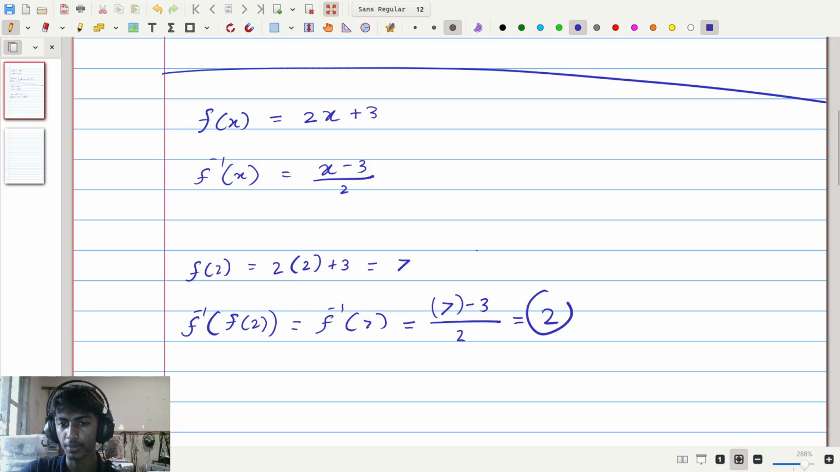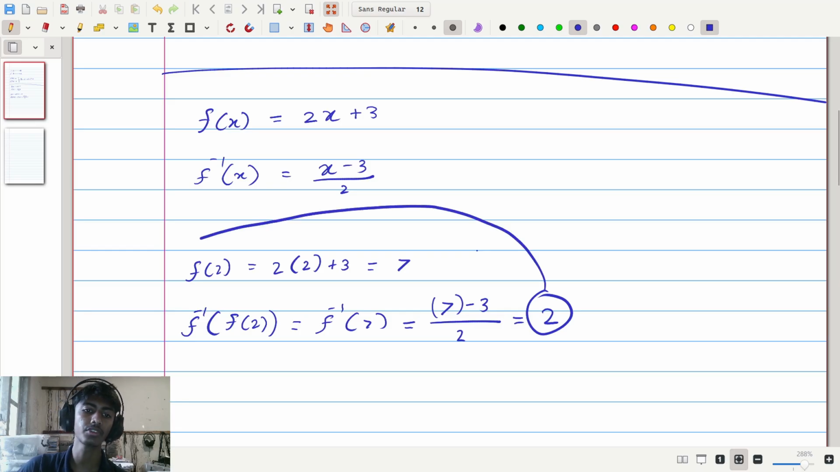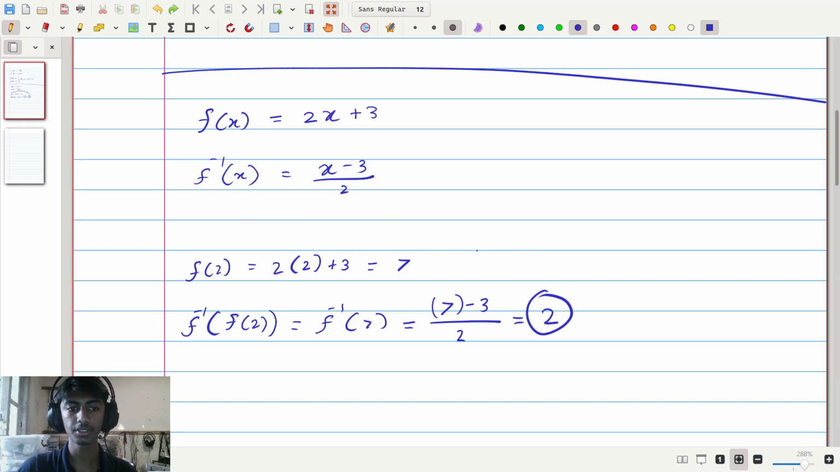And this number is exactly what we started with. It is the input of the function. So here we can clearly see f inverse of f of 2 is 2.